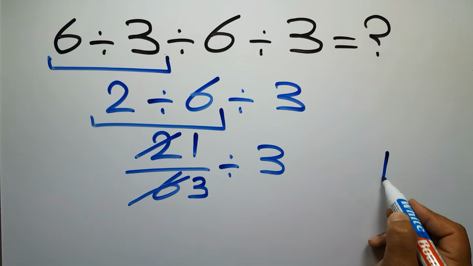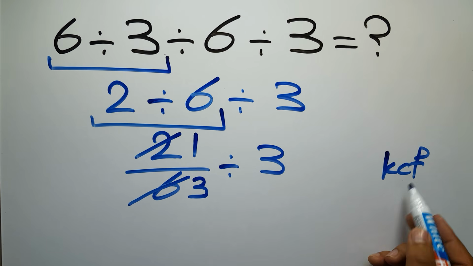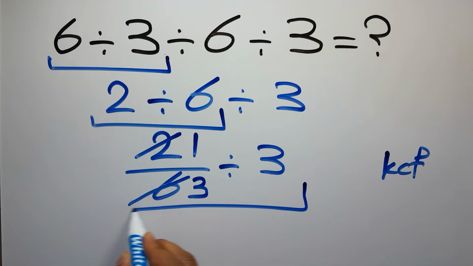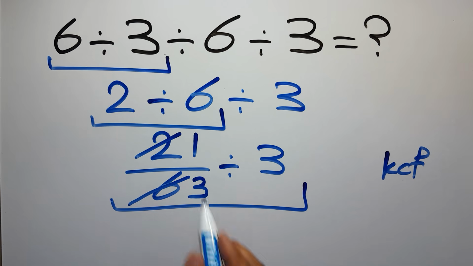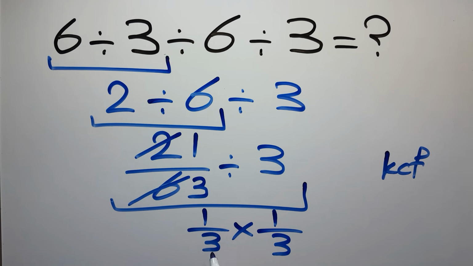According to the KCF rule, K stands for keep, C stands for change, and F stands for flip. We can write: keep the first fraction, change division to multiplication, and flip the second fraction. So we have 1 over 3 times 1 over 3, which equals 1 times 1 gives us 1.